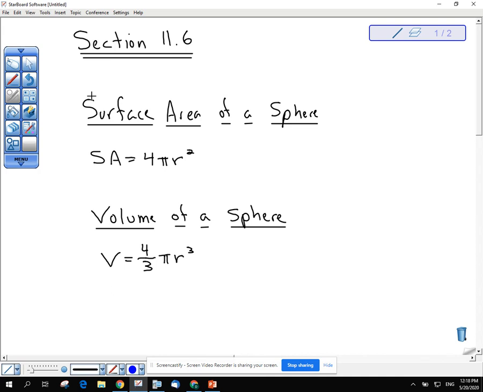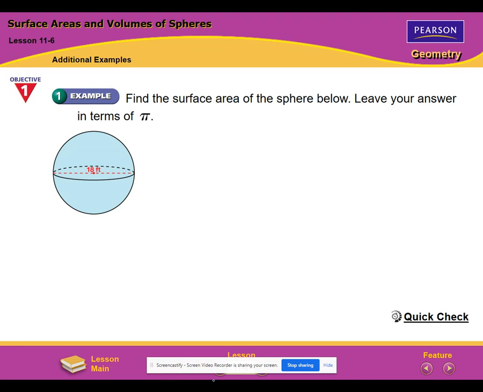Surface area is 4 pi r squared. The volume is 4/3 pi r cubed. Both of them use the radius r, so we'll have to be given that information or have the ability to find it. So here's an example.